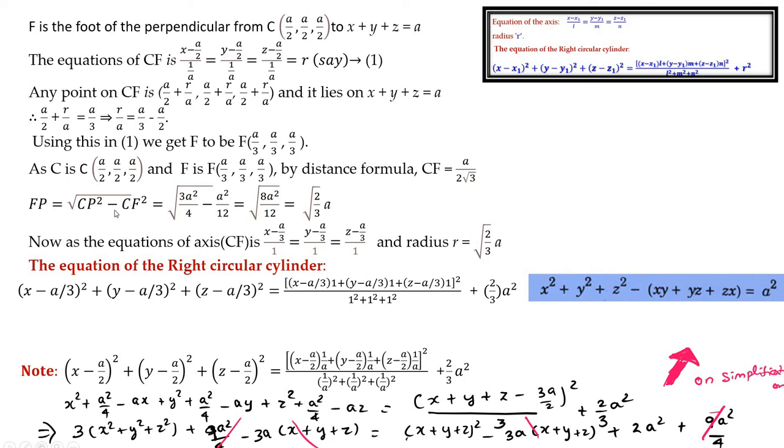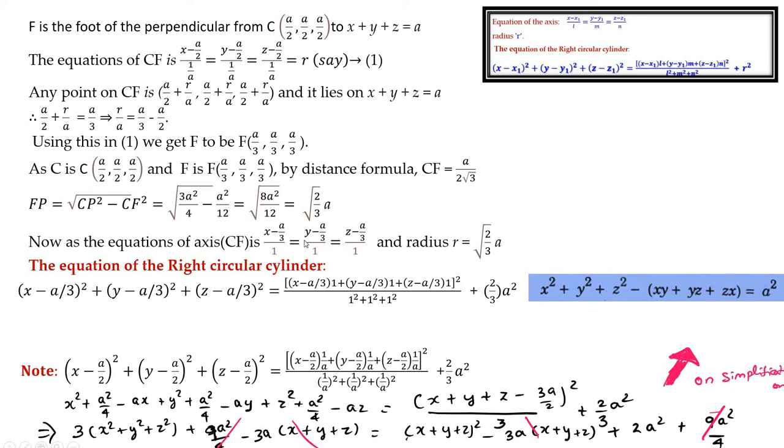So using that we get Fp. This on simplification, Cp square is known. Using Cp square we have it as 3a square by 4, Cp square, and Cf square is minus a square by 12. So this on simplification gives you Fp to be square root of 2 by 3 into a.